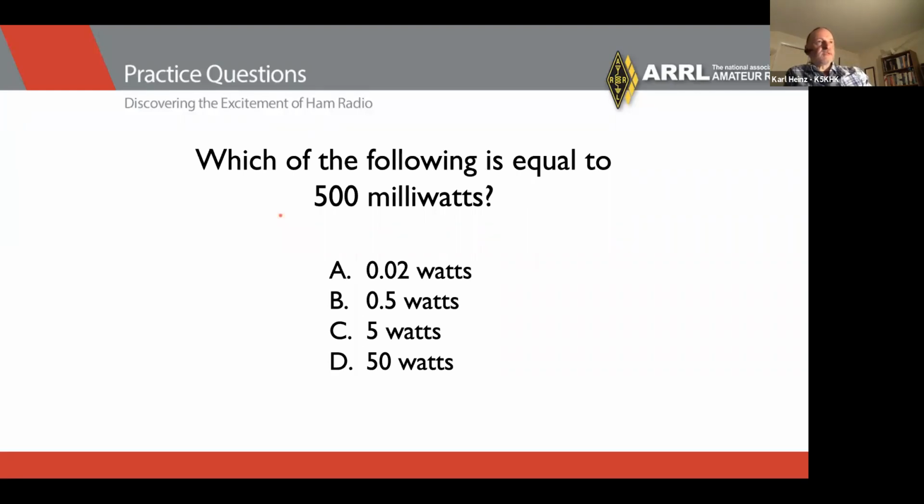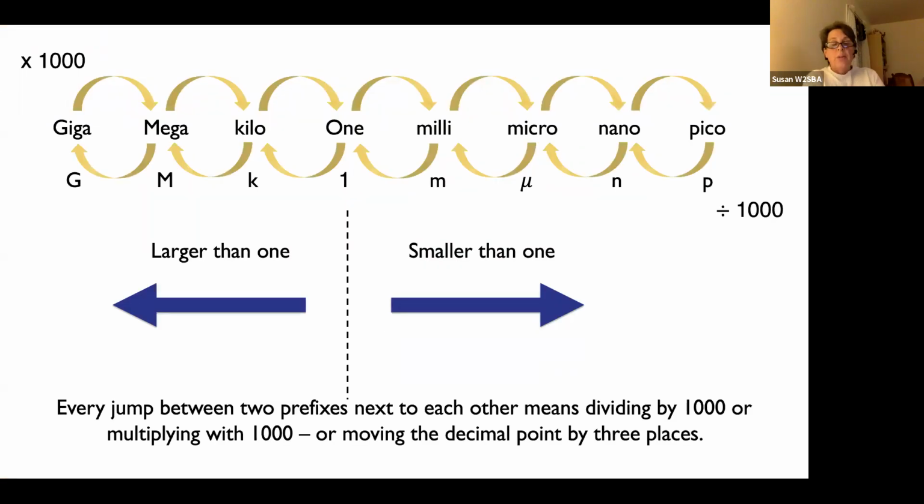Okay, and here come the questions about unit conversions. Which of the following is equal to 500 milliwatts? So milli is one of those prefixes. It's an easy way to jump back. Wait a second. Before you jump back, I was going to say, it's always moving the decimal point 3 places. And only one of those answers had the decimal place moved 3 places.